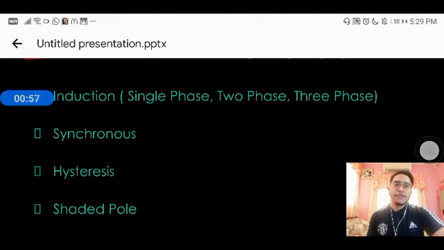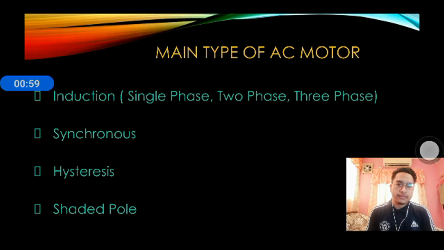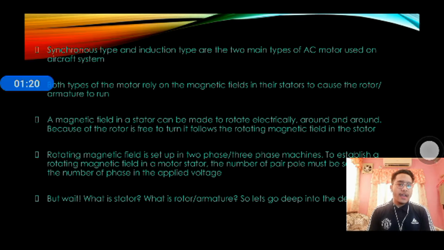There are several types of AC motor. Firstly is induction. Induction we have three: single phase, two phase, and three phase. Secondly, synchronous, hysteresis, and shaded pole. Synchronous and induction types are the two types of AC motor that are famous and mostly used in aircraft systems.